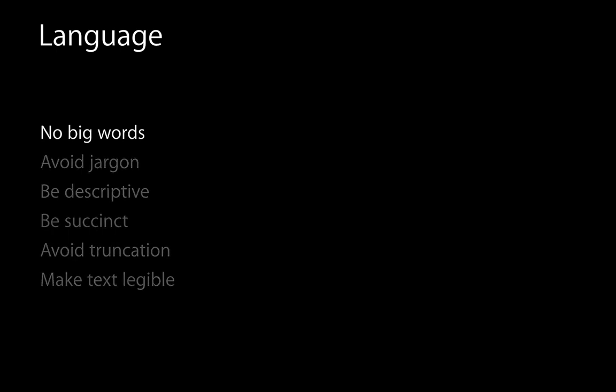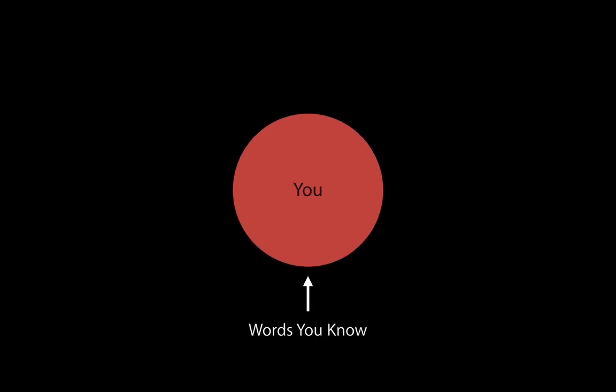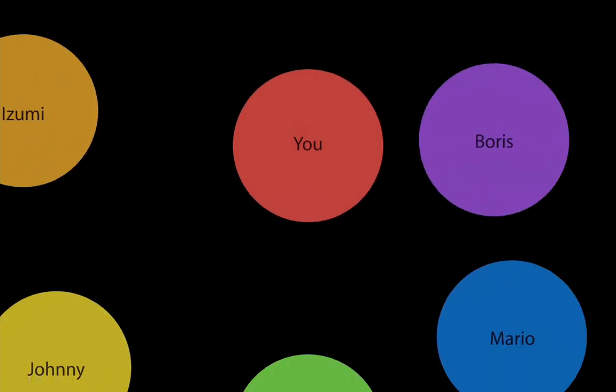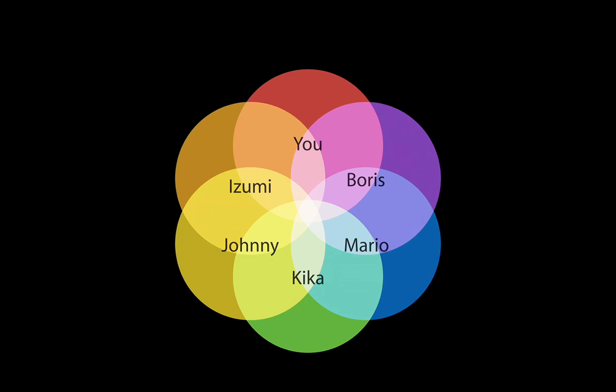with using simple words. Now, if you're designing an app for a large number of people, avoid using big words that people may have trouble understanding. So here's you. And this red circle, that represents your vocabulary. Now, you use words from your vocabulary to write the text that you're going to put in your app's interface. And that's great while you're developing it, but once you ship, along come some other people. And their vocabularies are different than your own. They may not be native speakers of your language.